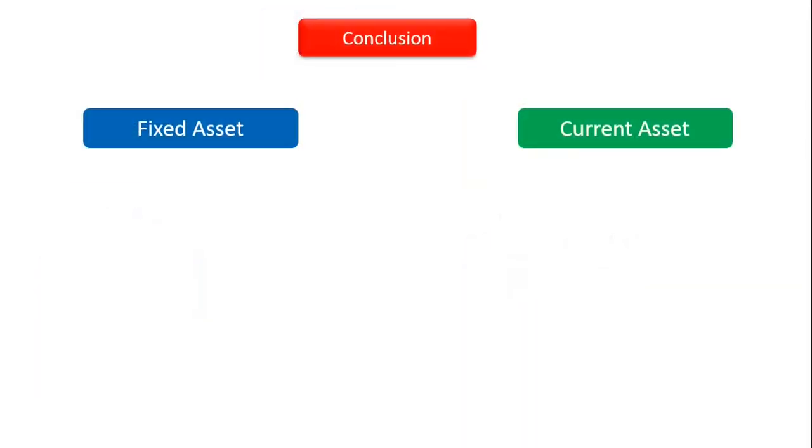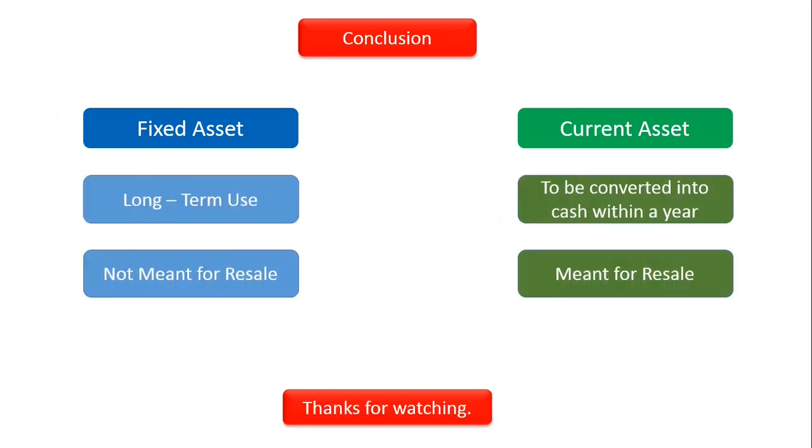To conclude our discussion, fixed assets are for long-term use and are not meant for resale, whereas current assets can be converted into cash within a year, or are meant for resale during the year. I hope the differences are clear.